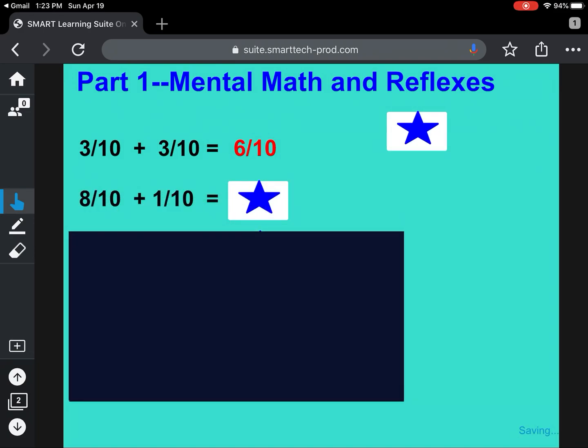Let's do another easy one. How about 8/10 plus 1/10? You can simply add the two numerators because the denominators are already the same. In your notebook, you should have said that 8/10 plus 1/10 equals 9/10.